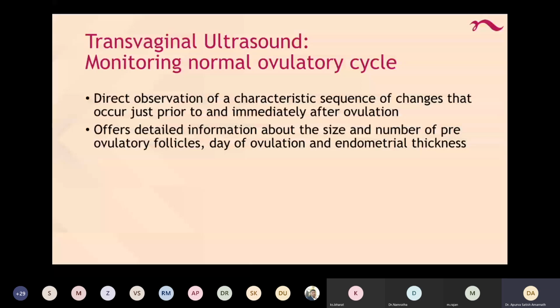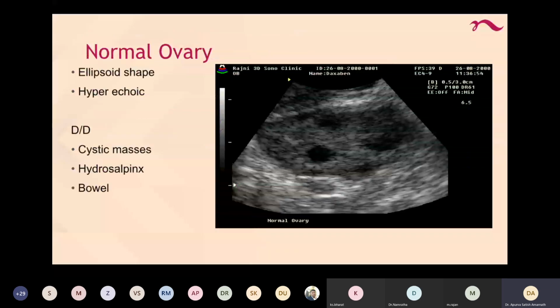So a normal ovary on an ultrasound would basically be an ellipsoid shape, and it is hyperechoic. The differential diagnosis of ovary is cystic mass. The hydrosalpinx also can be seen in that area, and sometimes the bowel also can be mistaken for an ovary.